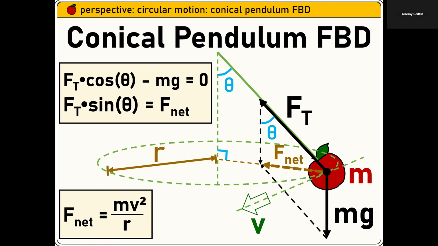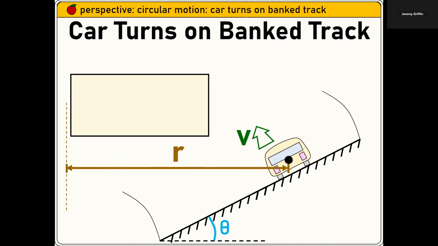Conical pendulum? All right, next example we're going to do is actually mathematically very, very similar. You guys ready for the next slide? And that's a car going around a curve. Now, before we jump into the diagram and the math of it, what's going to help you out is imagine your experience inside the car.